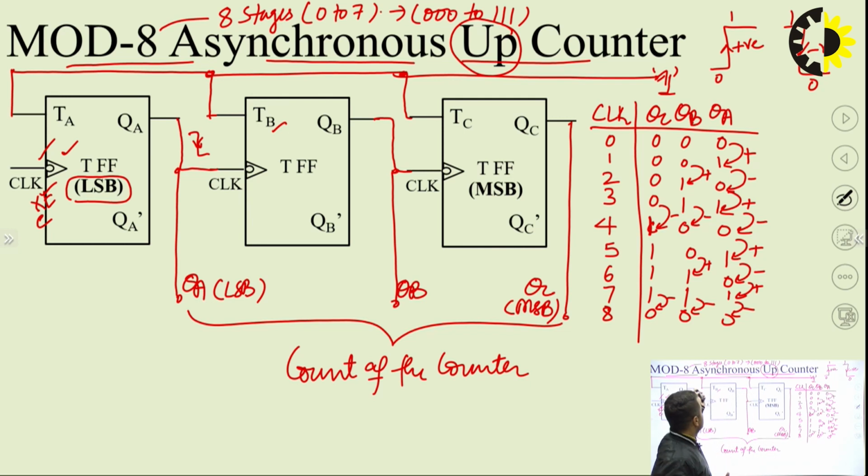Similarly, if we are asked to design a counter which has 16 stages in up mode, we have to simply add one more flip-flop to it and connect it in the same pattern, and it will become a 4-bit counter, or you can say a mode 16 counter. Okay.